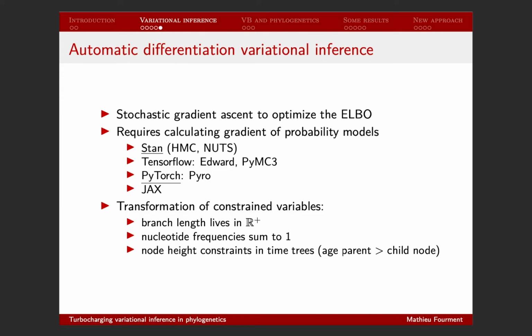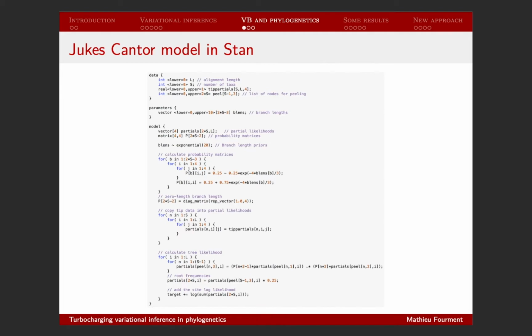Another big part of the recipe for doing variational inference is to be able to transform constrained variables. For example, branch lengths are positive, nucleotide frequencies sum to 1, and there's some node height constraint in a time tree. The age of the parent has to be older than the child node. So we have to take this into account. I was talking about Stan.